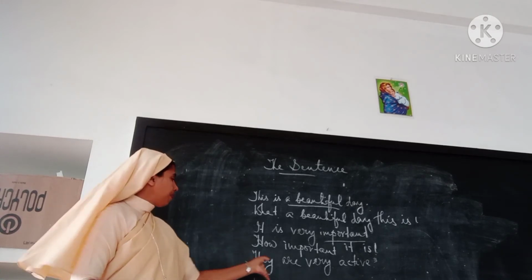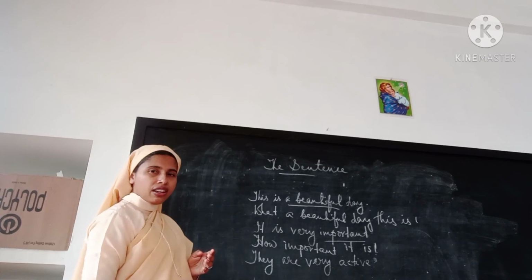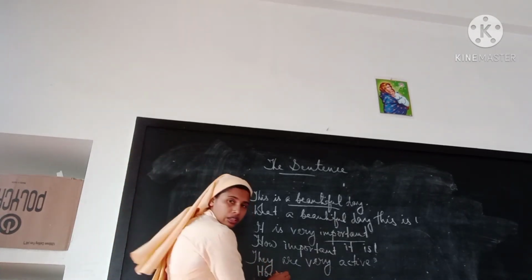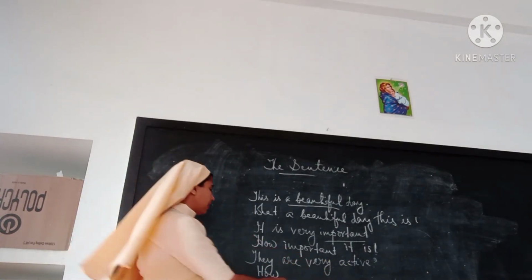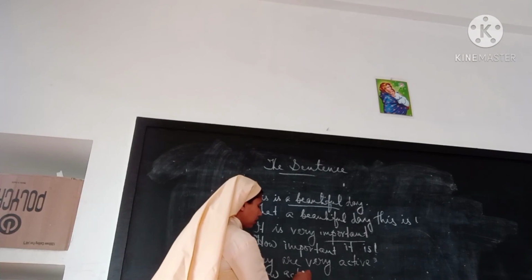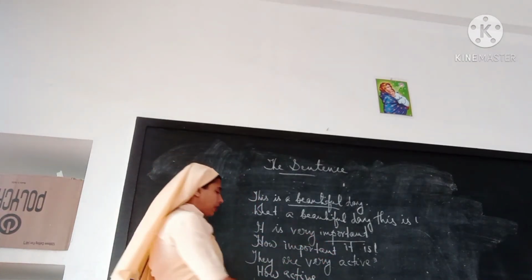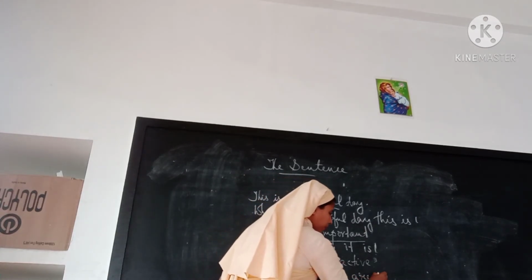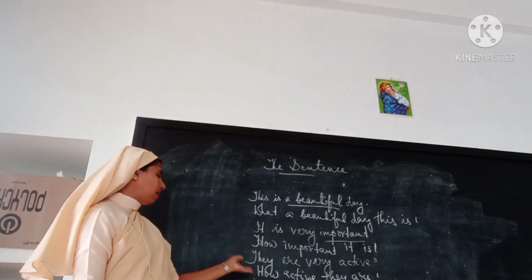Next sentence, they are very active. Very is there, so we will start with how. How. Then adjective, active. How active. Then subject, verb. How active they are. Then the exclamatory mark. How active they are.